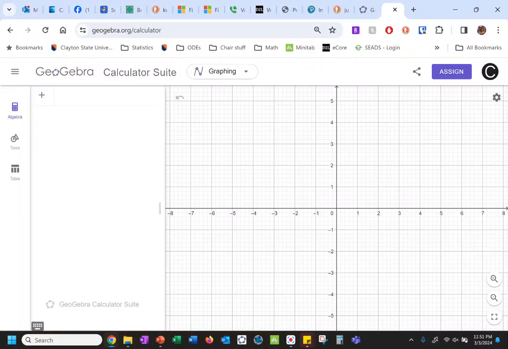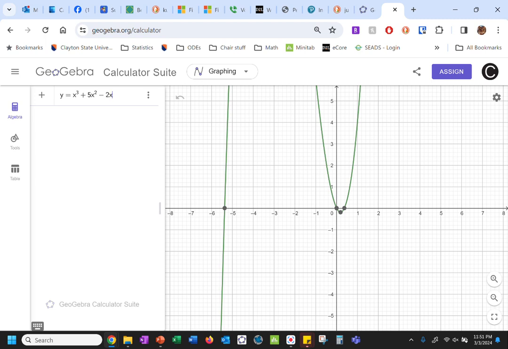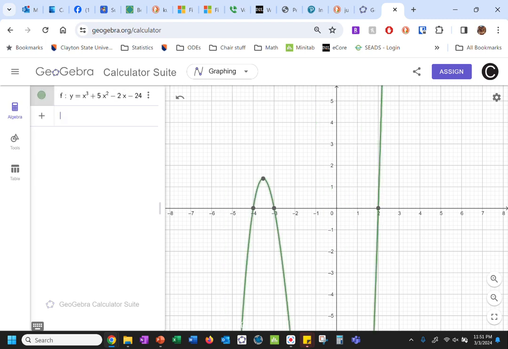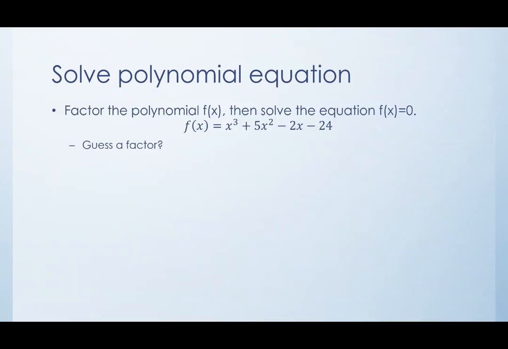The smart thing to do, when you're allowed to, would be to graph it. So we could graph it real quick. We've got x cubed plus 5x squared minus 2x minus 24, and we can see what our factors are here: minus 4, minus 3, 2. Great. So I'm just going to pick one. We're going to pick the minus 4, and we're going to pretend that we had guessed this right off the bat.